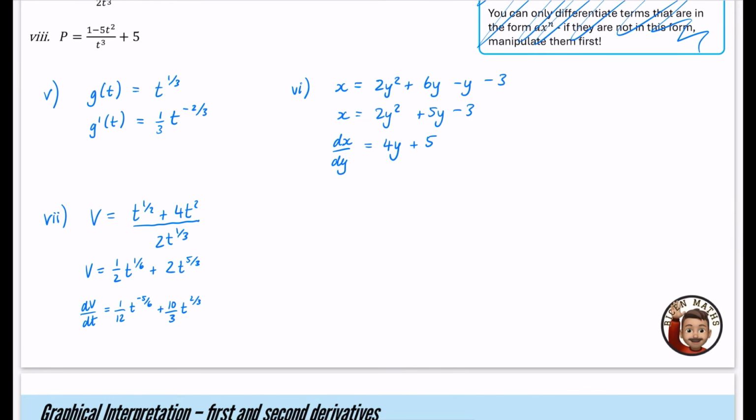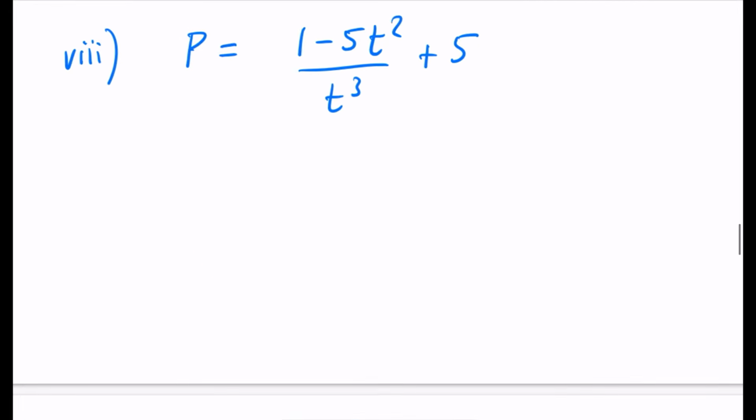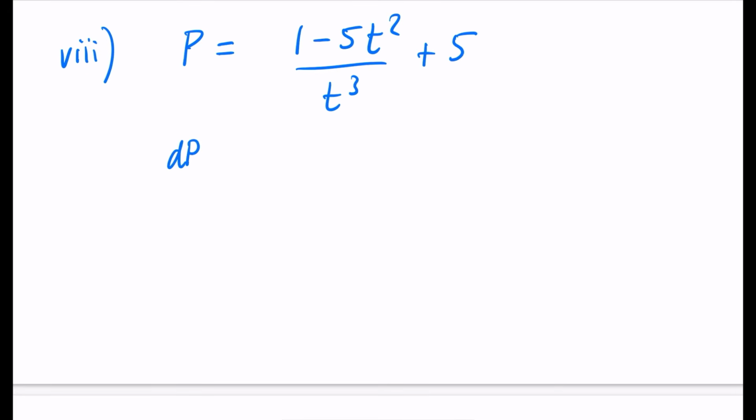And then our last one, our eighth question. This one looks like it's talking about the population of something because I've got a capital P here. And I have 1 minus 5t squared over t cubed plus 5, something to do with some kind of population. So when I differentiate this, when I get dP dt, I will be having the rate of change of the population, but it is not in the correct form yet. So I'll have to do this divided by this. 1 divided by t cubed, that is 1 over t cubed, which is obviously just t to the power of minus 3.